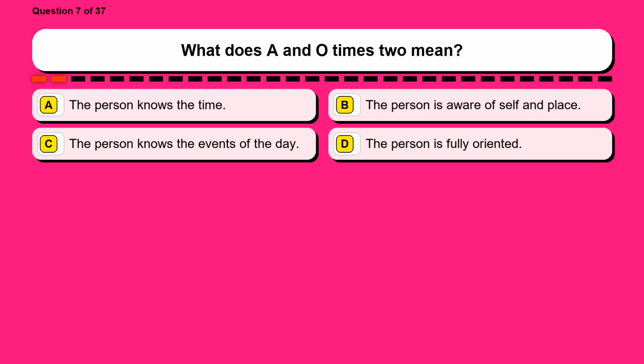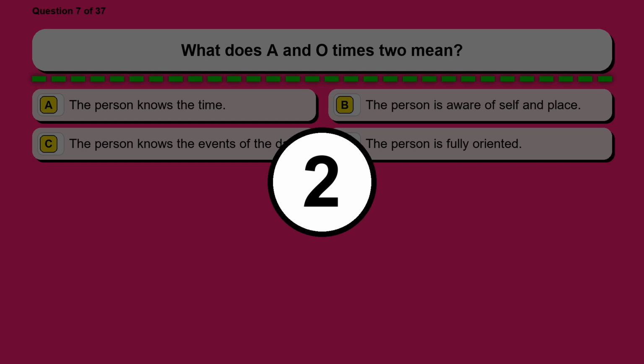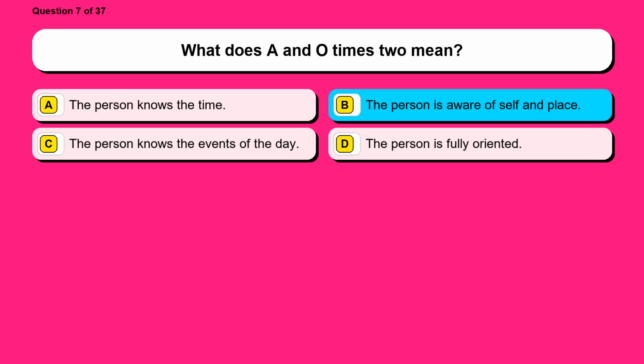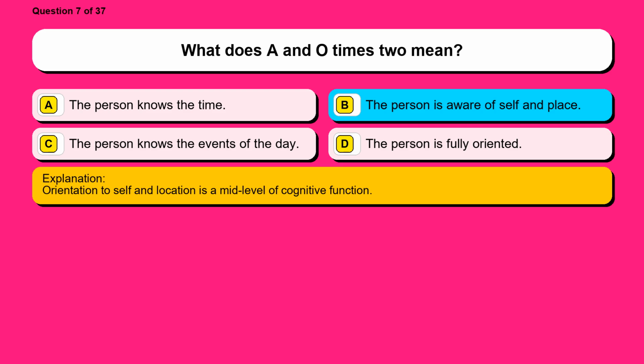Question 7. What does A&O times 2 mean? Option A. The person knows the time. Option B. The person is aware of self and place. Option C. The person knows the events of the day. Option D. The person is fully oriented. The correct answer is option B. The person is aware of self and place. Orientation to self and location is a mid-level of cognitive function.